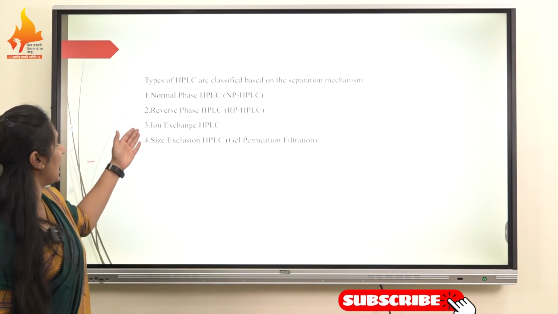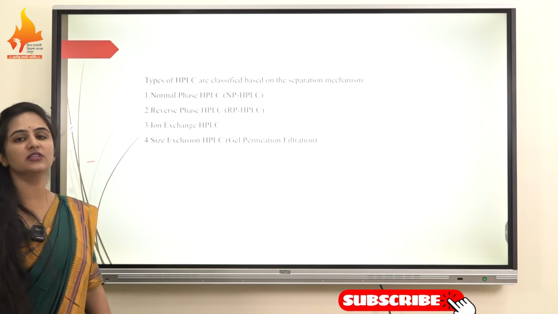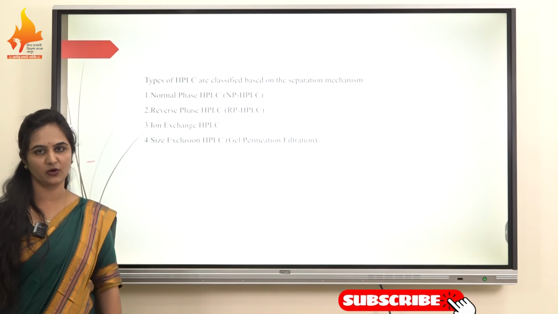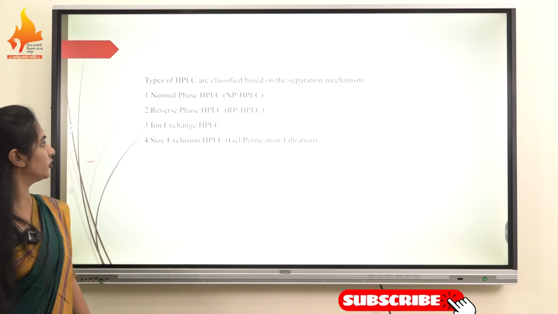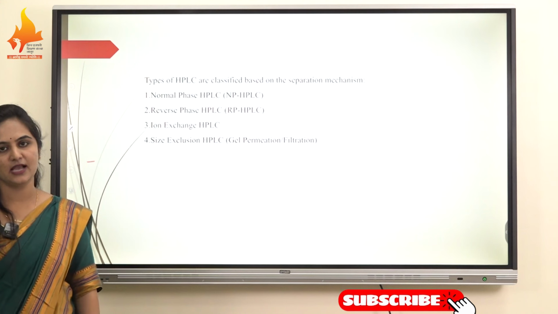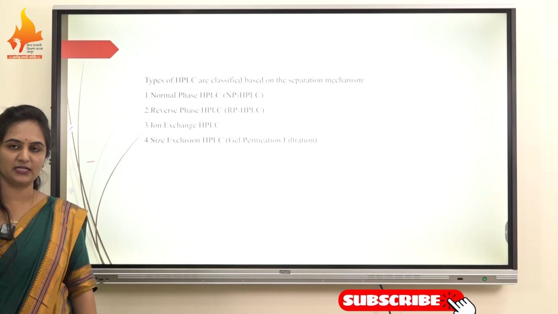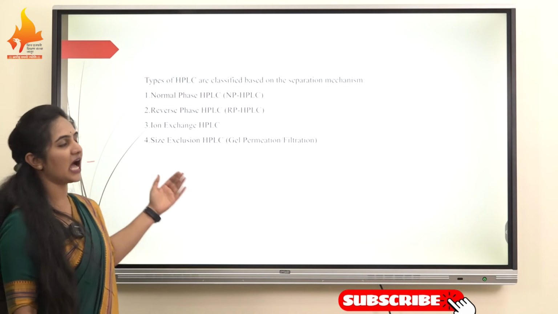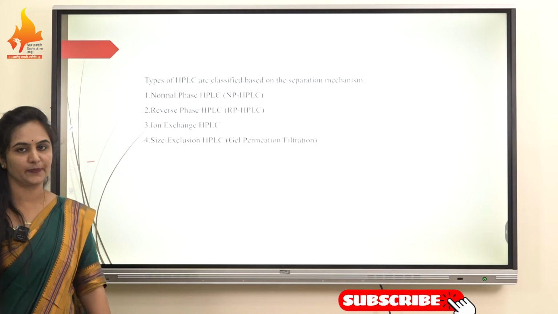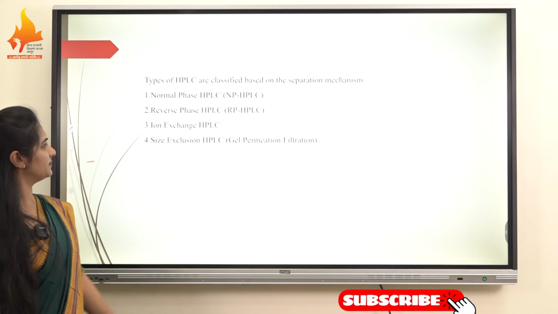Next, these are the types of HPLC based on the separation mechanism. First is normal phase HPLC, also called NP HPLC. Second is reverse phase HPLC, also called RP HPLC. Third is ion exchange HPLC. And fourth is size exclusion HPLC.